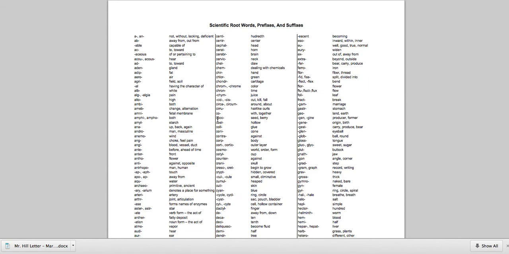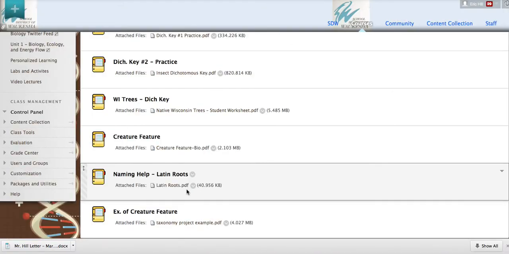Once you've named them and grouped them, your job is going to be to create a dichotomous key to help me identify them. I did this project when I was a freshman, and therefore I know that you are very capable of doing this. It's very possible for you to do this as well.